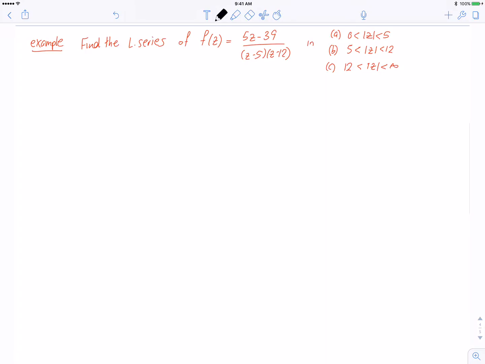Well, first thing I do, I have to decompose f into partial fractions. So I'm going to write f of z equals a on z minus 5 plus b on z minus 12. And of course, for this to work, I'm going to need 5z minus 39 to equal a on z minus 12 plus b on z minus 5.